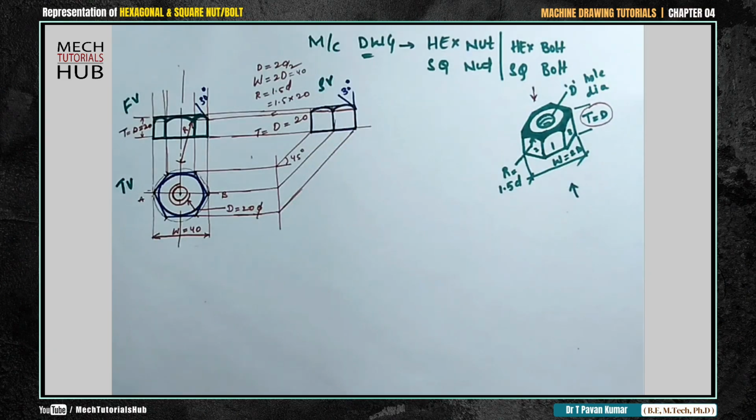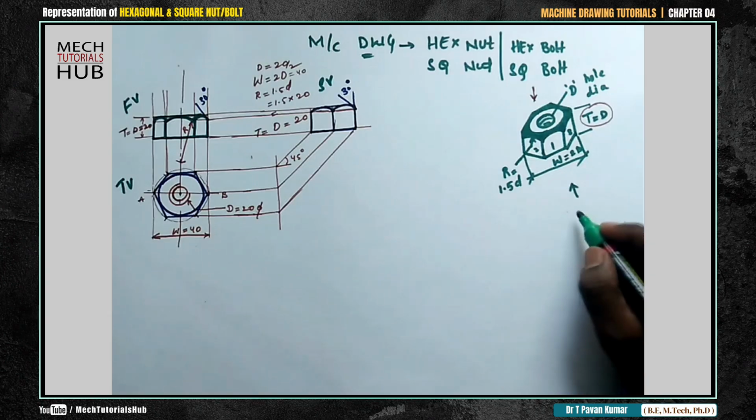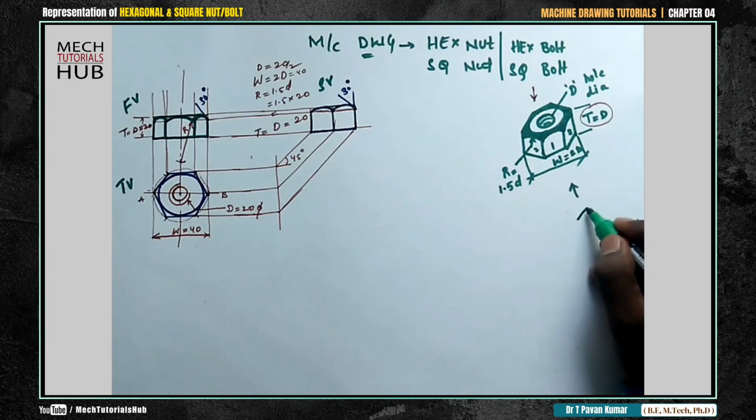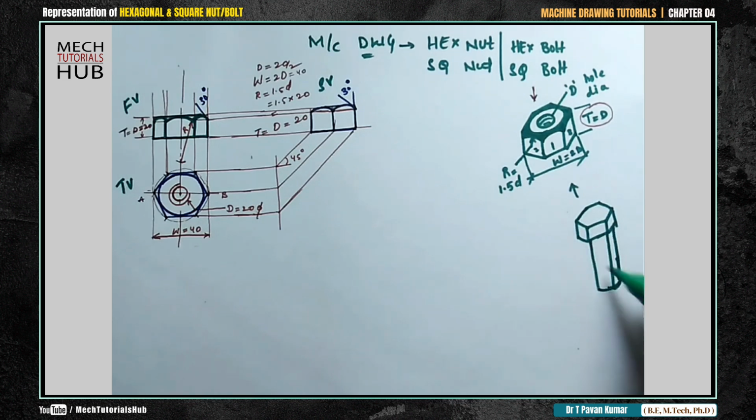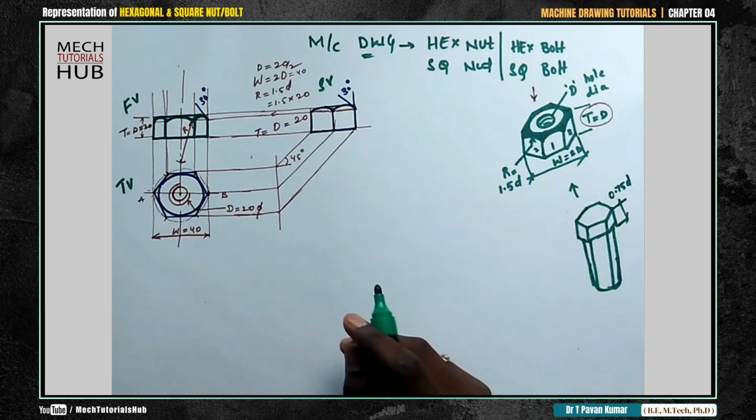If it is a hexagonal bolt, for example, what happens? The same thing will be there. Make it small this time. There will be a hexagon followed by a shaft. Okay, something like this. You will have a shaft. Now this distance is more important. It is not t equal to d this time; it is t equal to 0.75d in case of a bolt.